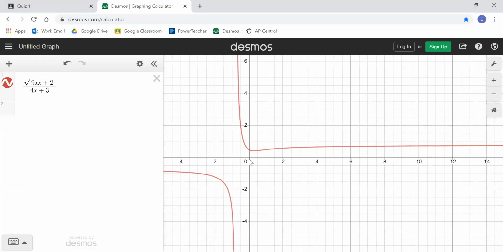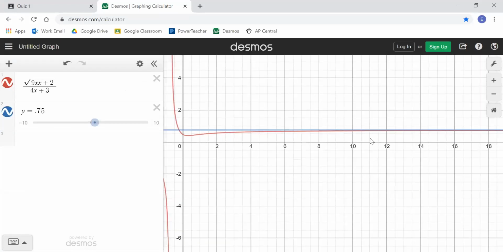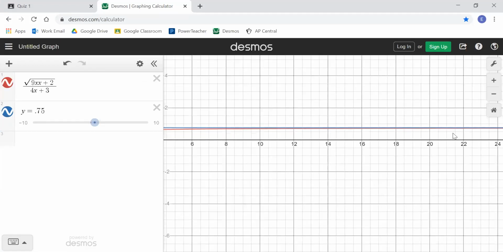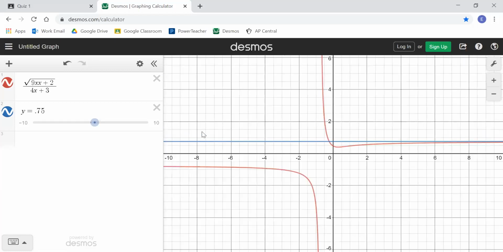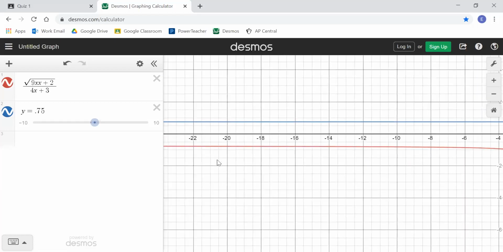Well, yeah, it sure looks like it, right? Let me plug in y equals 3/4, 0.75. Sure looks like this function is approaching that asymptote as I go towards infinity, right? Yeah, sure looks like it's approaching that horizontal line. Well, what about on this side? Does it look like it's approaching that?